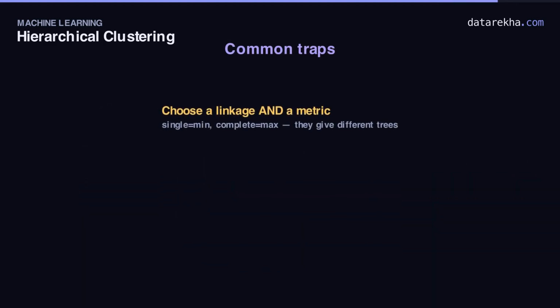Trap 1. Forgetting you must fix 2 separate choices before you start: the distance metric, Euclidean or Manhattan, and the linkage. Single is the minimum, complete the maximum. Change either, and you can get a different tree and different clusters.